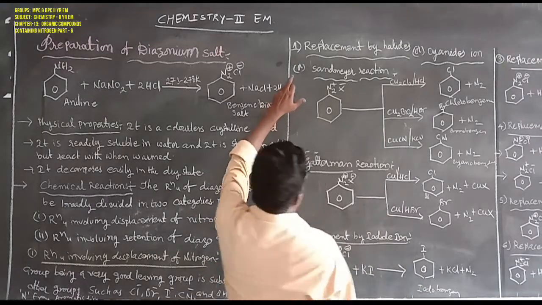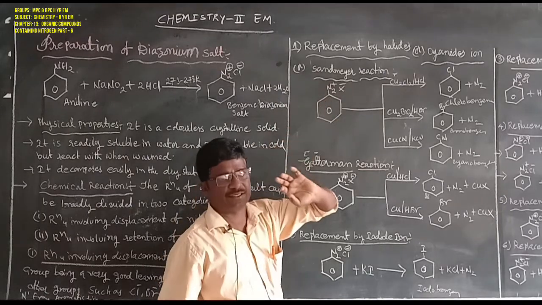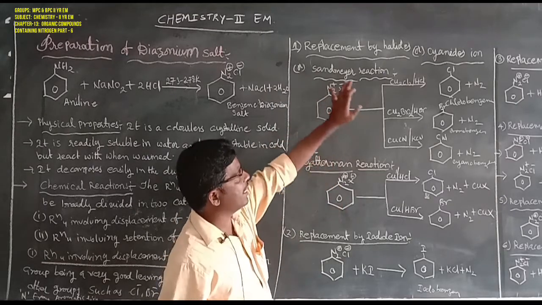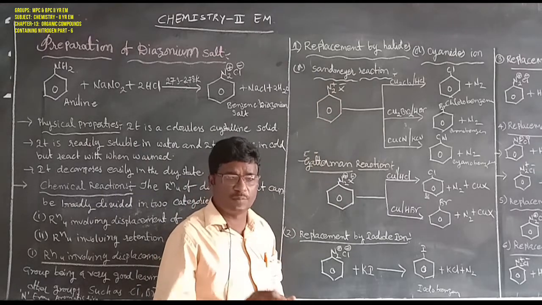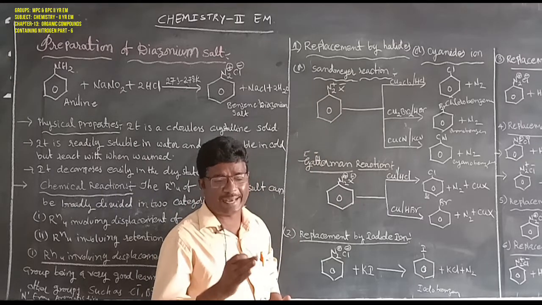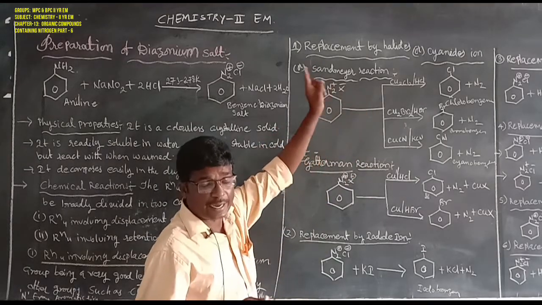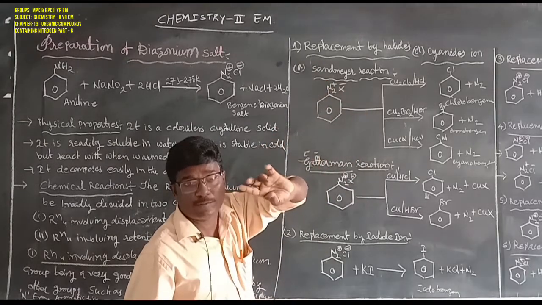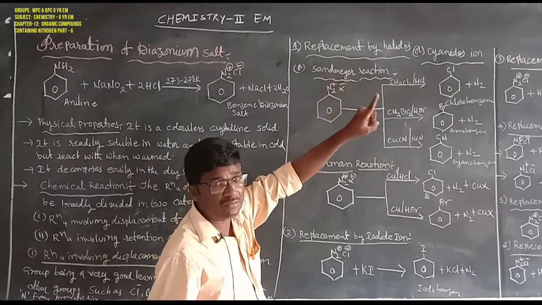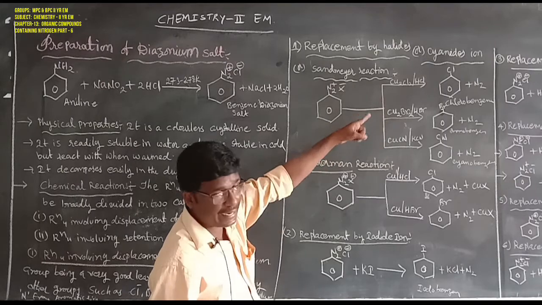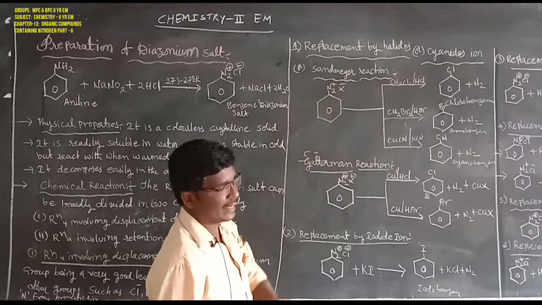Here is the first one, the replacement of the halides or cyanides. Halides are also called 7th group elements: fluorine, chlorine, bromine, and iodine. That is the replacement of chloride, bromide, iodide, also known as halides, or cyanide ion. That is the first chemical reaction, the Sandmeyer reaction.